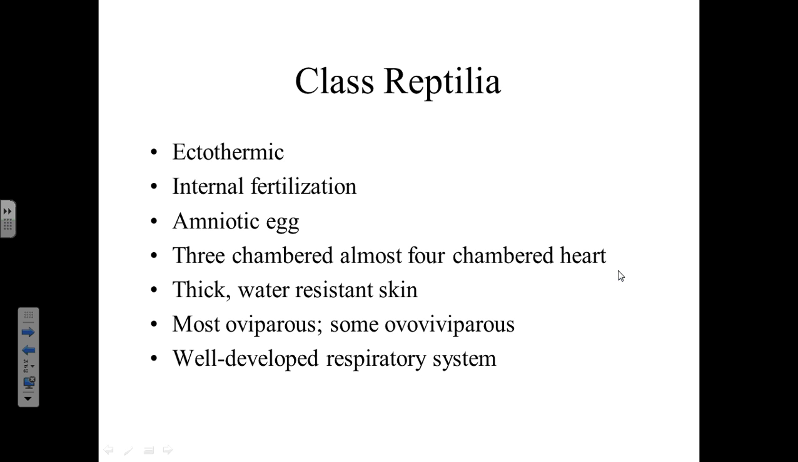But again, what's the advantage of being ectothermic? Don't have to worry. Don't have to eat as much, because you're not generating body heat for the sake of generating body heat. They have internal fertilization. They reproduce the same way we do, same basic parts. And that keeps sperm and eggs from drying out. They have the amniotic egg, which is the hard-shelled egg with an amnion.